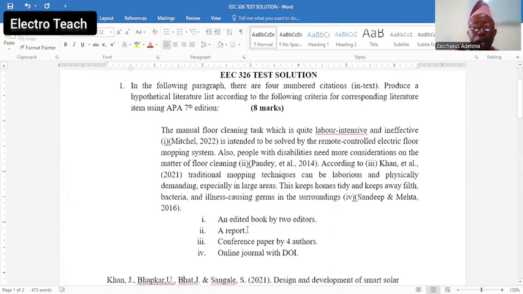So the first one is an edited book by 2 editors. The second one is a report. The third one is a conference paper by 4 authors. And the last one is an online journal with DOI. So we want to provide the solution here.